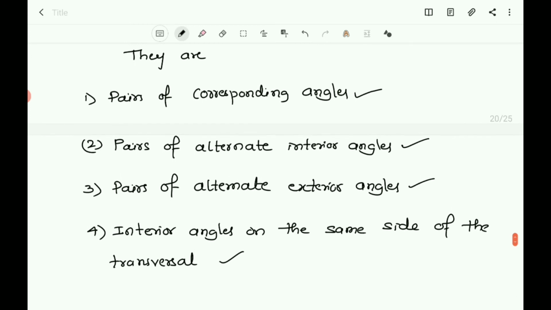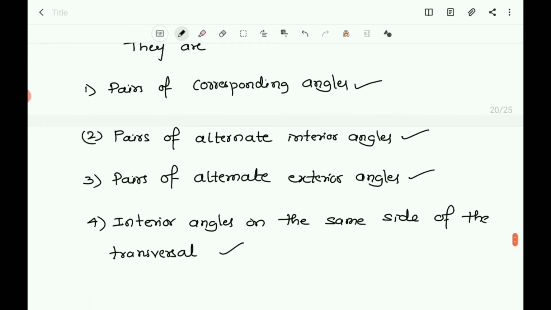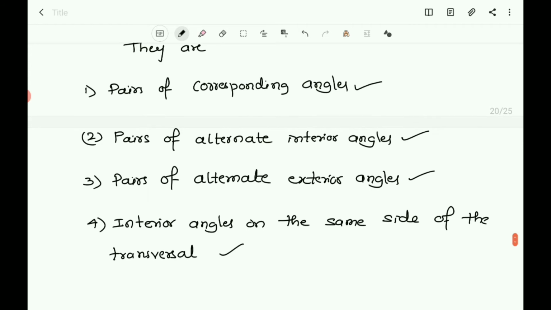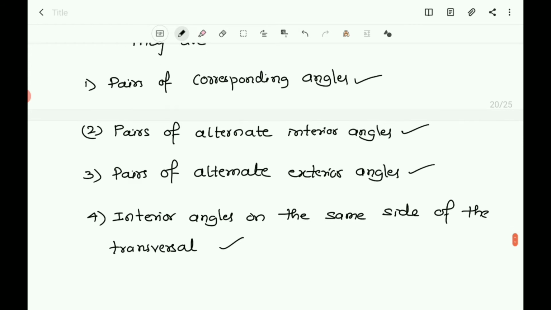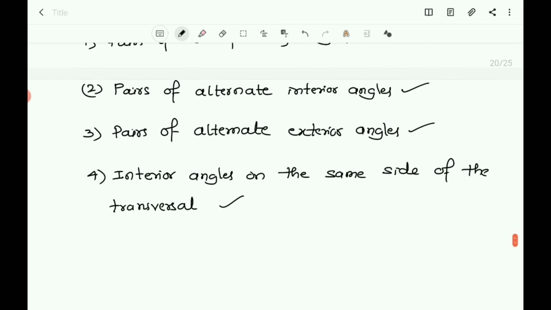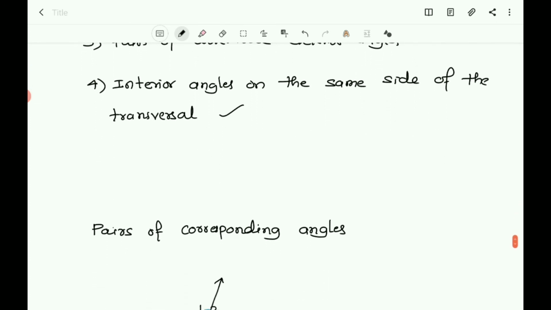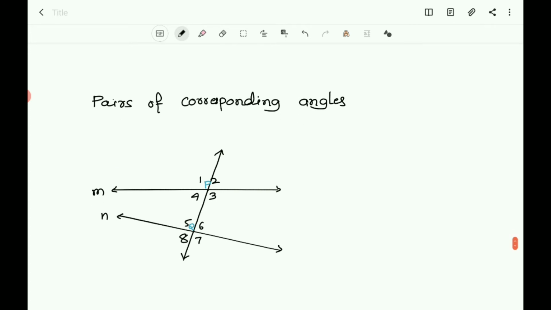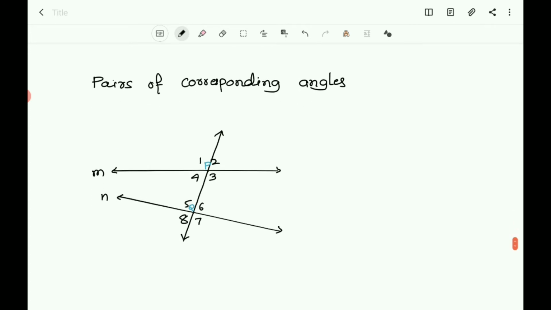First pair is the pair of corresponding angles. Second, there are pairs of alternate angles, and they are classified as pairs of alternate interior angles, pairs of alternate exterior angles, and interior angles on the same side of the transversal. Let us discuss one by one. First one is pairs of corresponding angles. Here you observe angle 1.